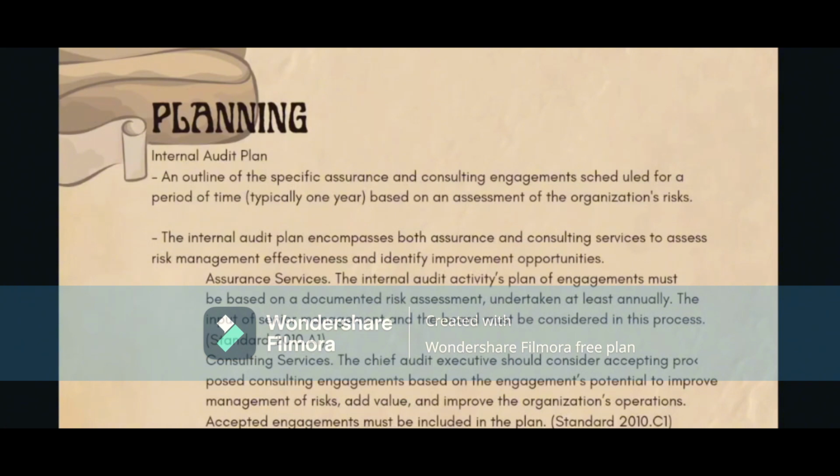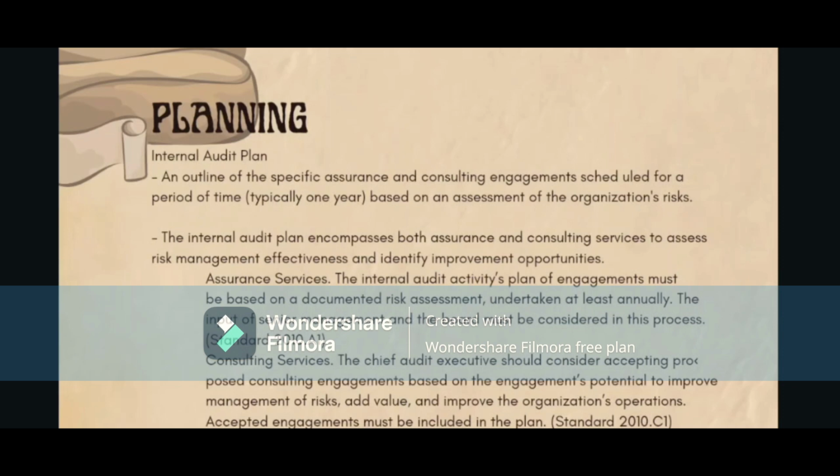So the IIA addresses the difference between assurance services and consulting services related sa internal audit plan. So sa assurance services, the internal audit activity plan of the engagement must be based on the documented risk assessment undertaken at least annually. The input of the senior management and the board must be considered in this process. Ug sa consulting services pod, the chief audit executive should consider assessing proposed consulting engagements based on the engagement's potential to improve management of risk, add value, and improve the organization's operation. Accepted engagements must be included in the plan.